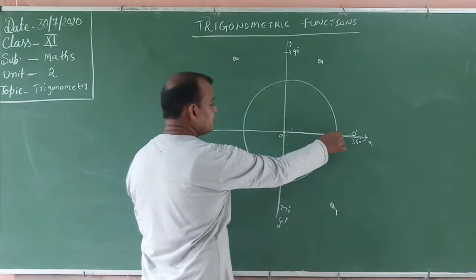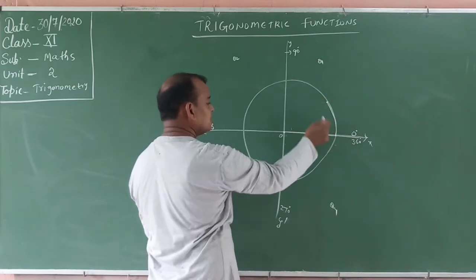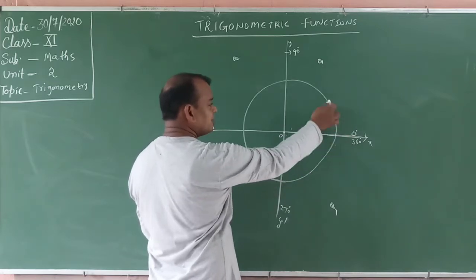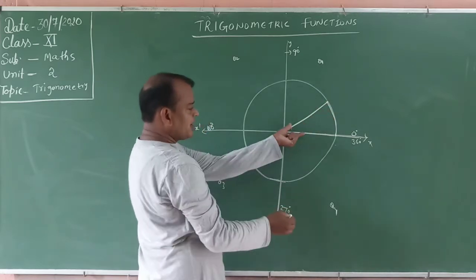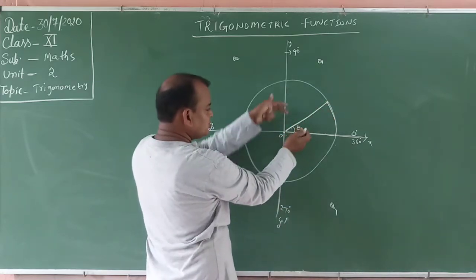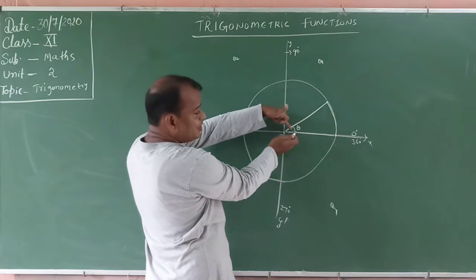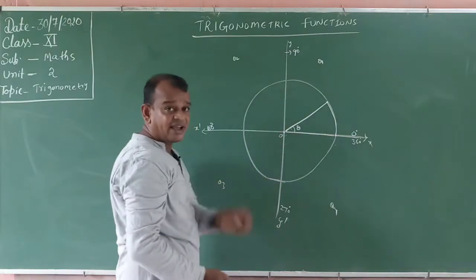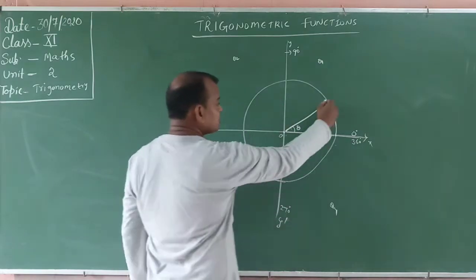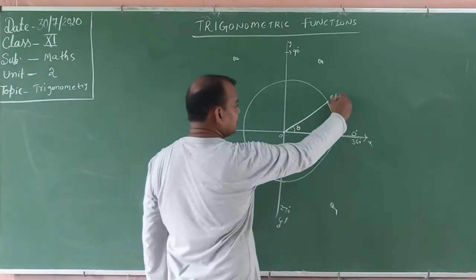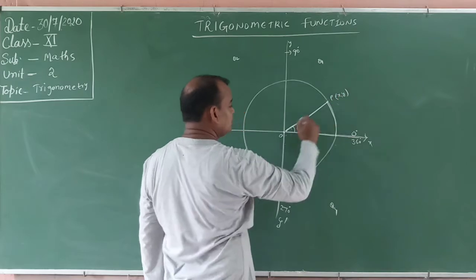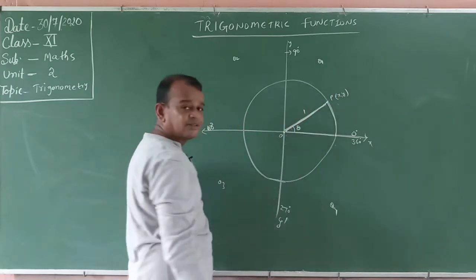Now rotate here, this is the rotation. The initial line is rotated from this one to this one and makes some angle. This is called theta. These two are the rays, and the space in between is called the measurement, that is called angle. Now suppose this is the point P, with coordinates x comma y. This is the radius, the unit radius.